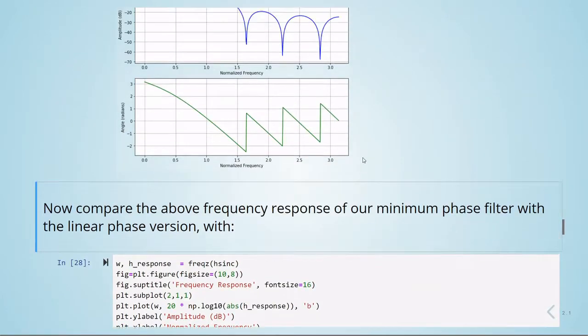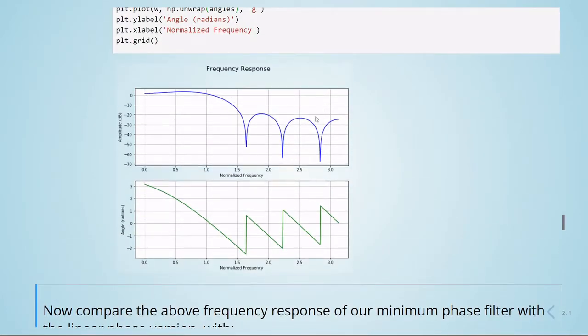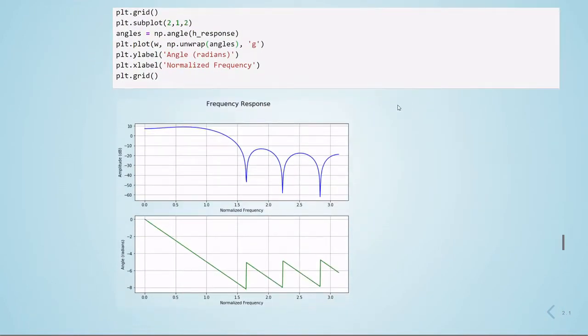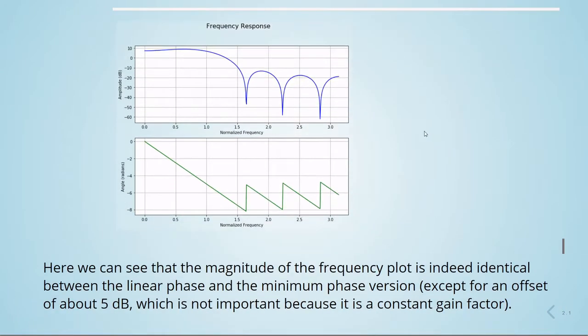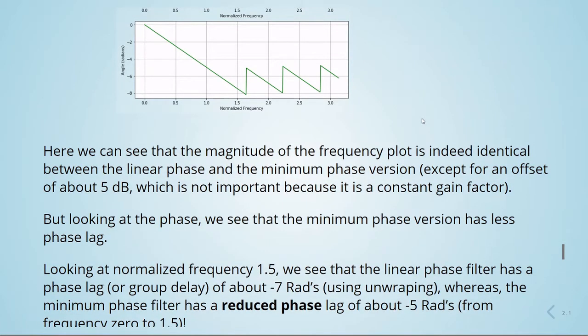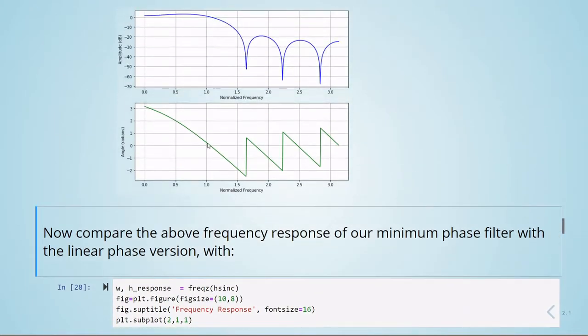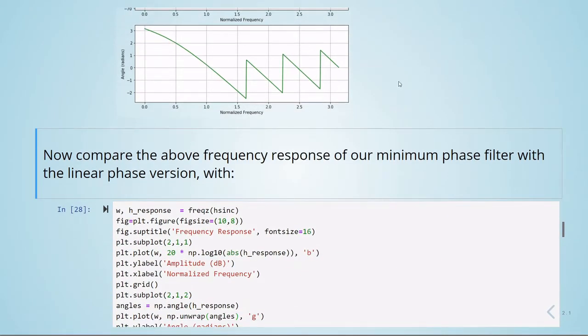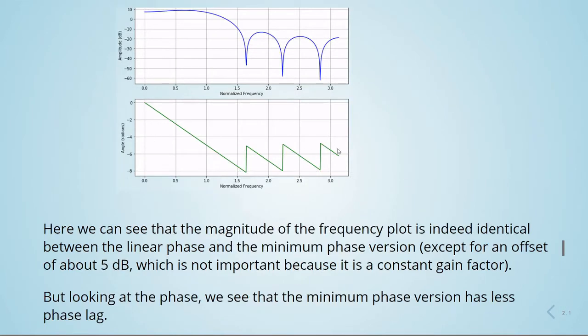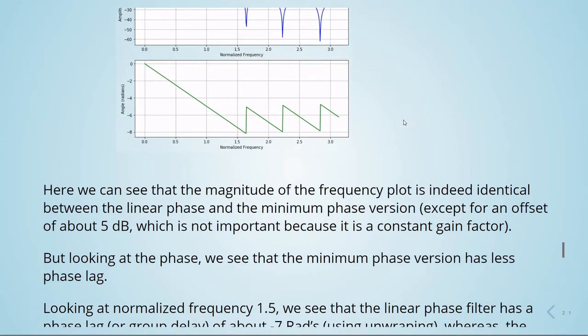see that the magnitude is about the same, except from an offset of about 5 dB, which is not so important because it's a constant gain factor. But looking at the phase, we see that the minimum phase has less phase lag. This is the minimum phase, and this is the linear phase.